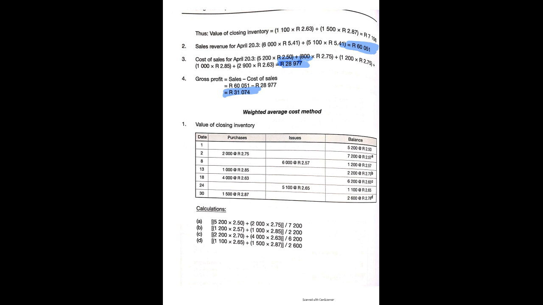I'm just going to give you a 2-minute breather or a 5-minute breather, and then I'll do the weighted average method.